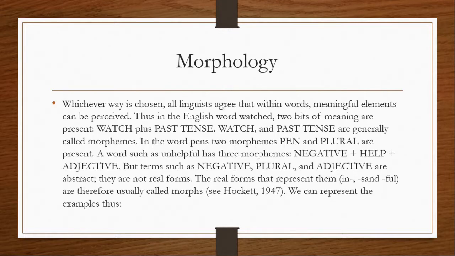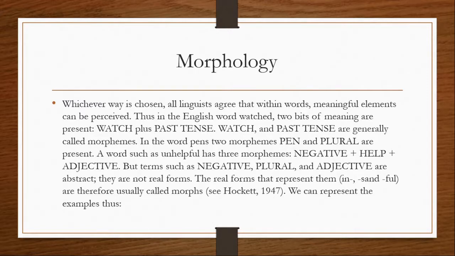Thus in the English word watched, look at the example, we are explaining it again. Two bits of meaning are present: watch plus past tense. Watch and past tense are generally called morphemes. In the word pens, two morphemes, pen plus plural, are present. A word such as unhelpful has three morphemes: negative, that is un, help, then full for adjective.